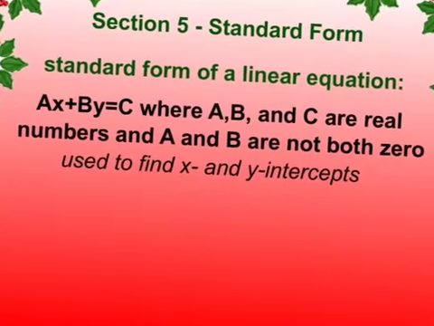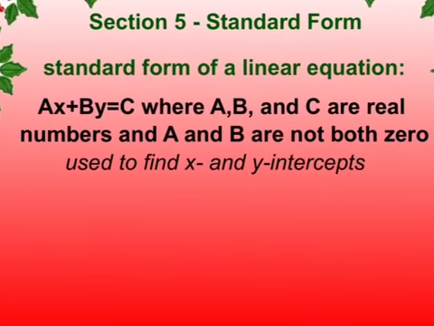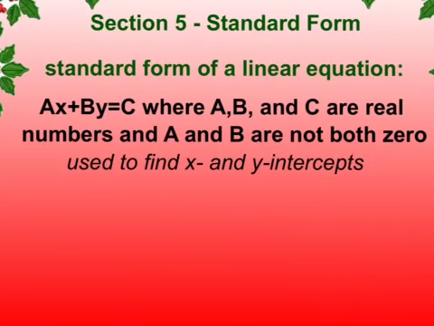The last form that we have is standard form, and this is section 5. So 3 sections fairly quickly in a row. But standard form is mostly useful when you're finding x and y intercepts. So you write the standard form as ax plus by equals c, where a, b, and c are real numbers, we know what real numbers are, and a and b are not both 0. So one of them can be 0, but both of them can't be 0.